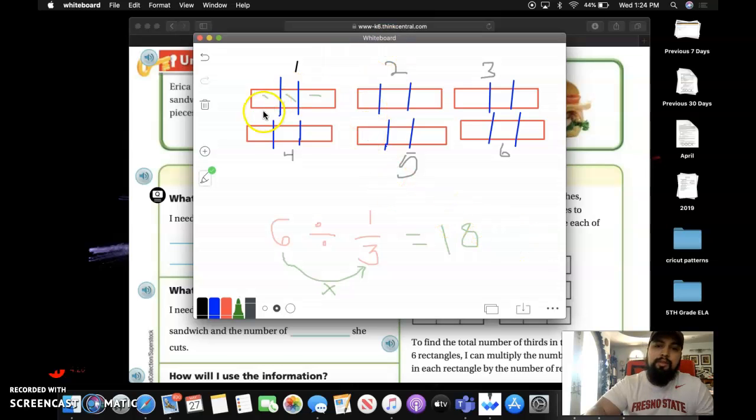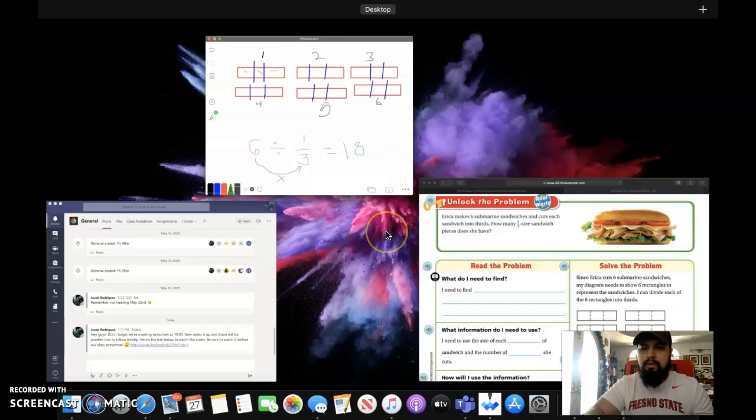Okay, and that's pretty much the whole part of the lesson. We're learning to understand that each whole, that fraction there, well, it's affecting each whole. Okay, 1/3 of each whole. Okay, so that was pretty much the bulk.